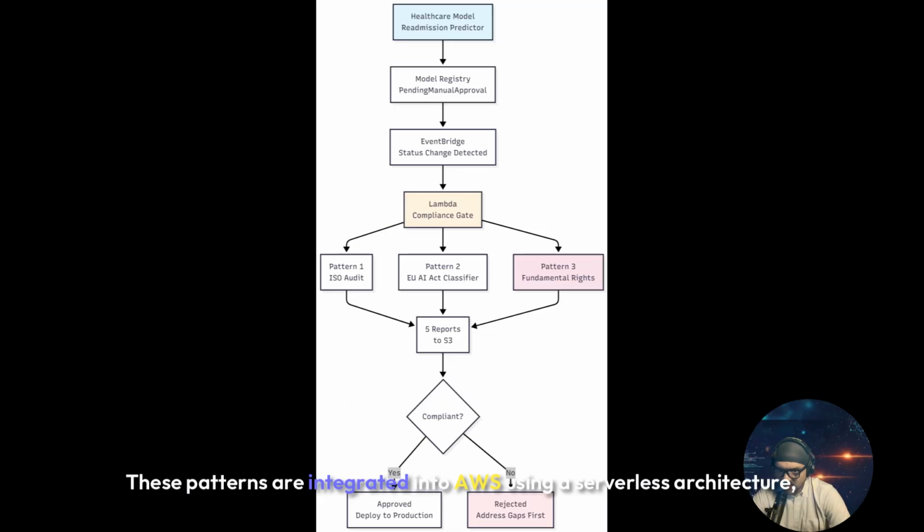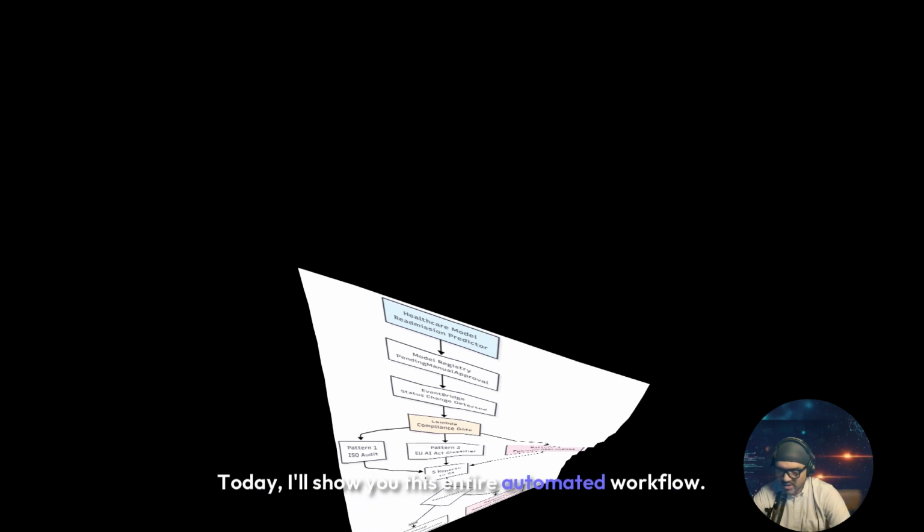These patterns are integrated into AWS using a serverless architecture, and when a model status changes in SageMaker Model Registry, EventBridge triggers a Lambda function that runs all 3 patterns and generates 5 compliance reports stored in S3. Today I'll show you this entire automated workflow.